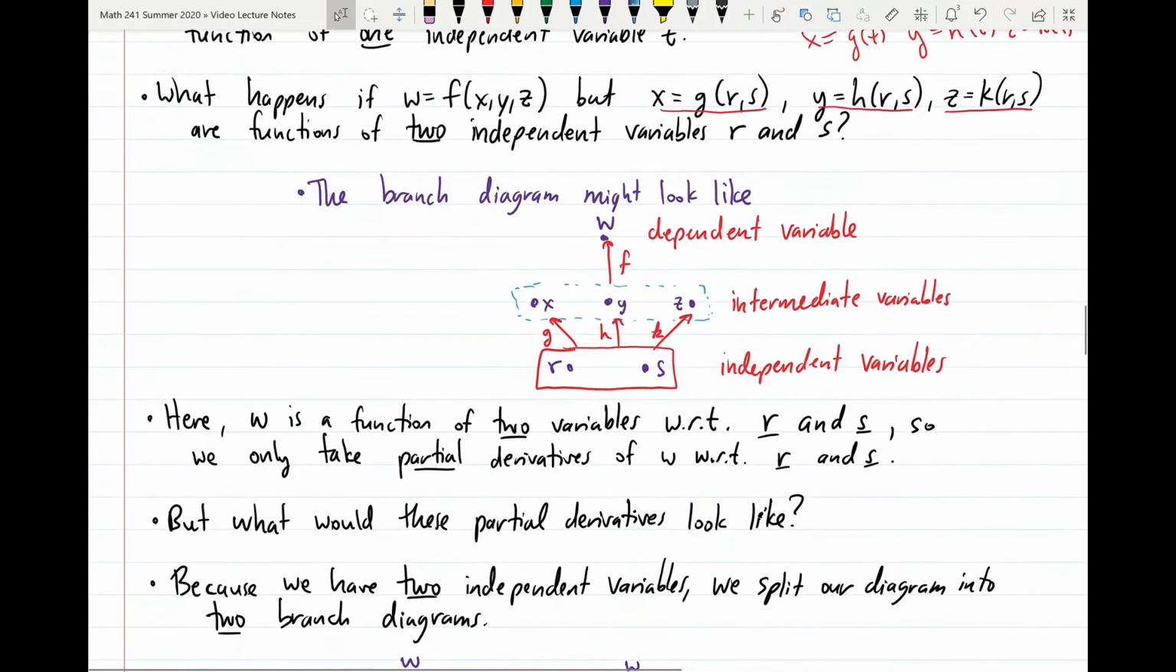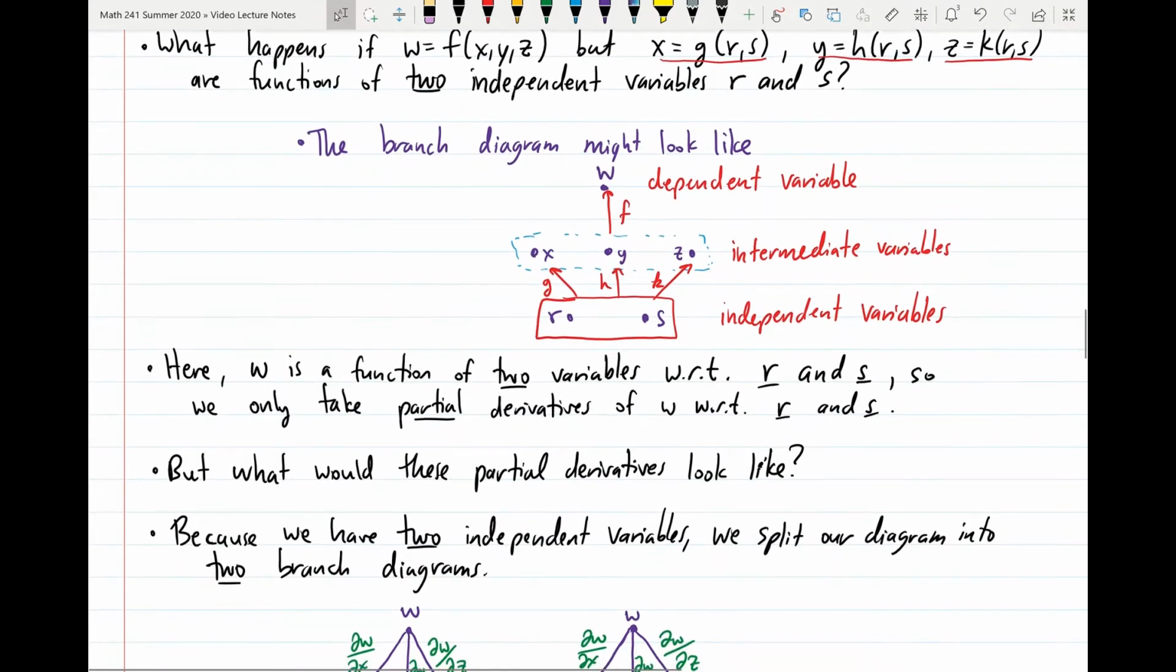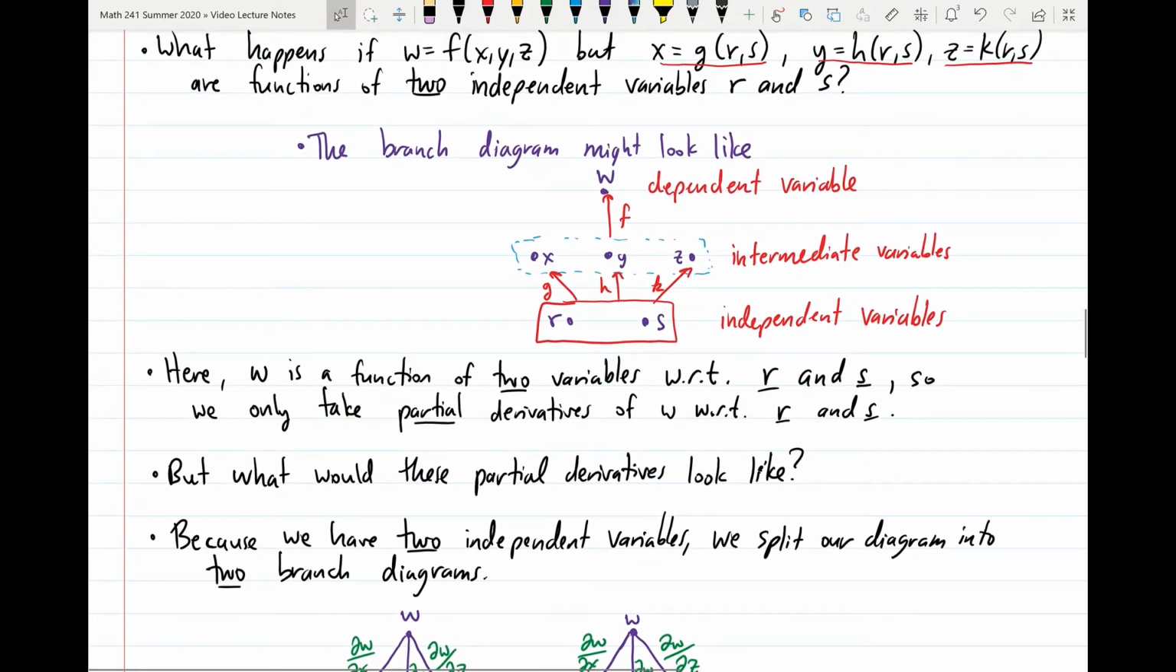So if we try and start by making a branch diagram, we run into a little bit of a problem, at least with the knowledge that we have from the previous branch diagrams that we've drawn. So we can still write our dependent variable w at the top. We can write our intermediate variables in the middle, x, y, z. And now we can write our independent variables at the bottom, r and s.